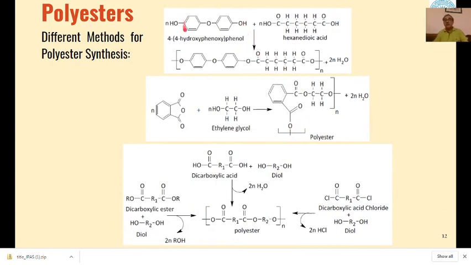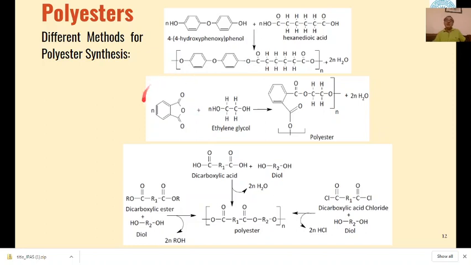So we can use diphenols also instead of alcohols. So diphenols, again OH group on this side and OH group on this side. So when they condense with dicarboxylic acid, again elimination of a water molecule will take place like this, and these are having this type of ester linkage. And because this is having an ester linkage, this is an example of polyester.